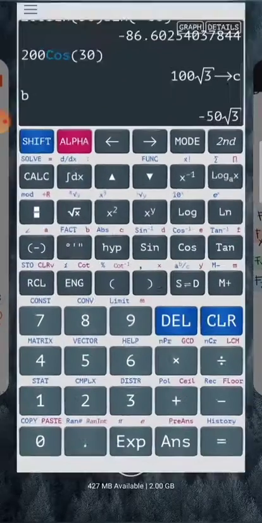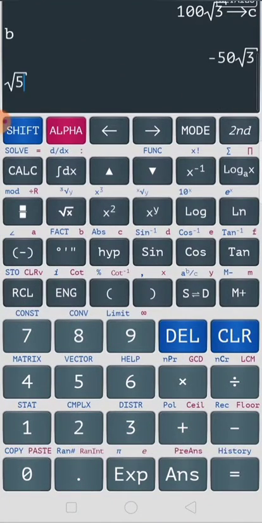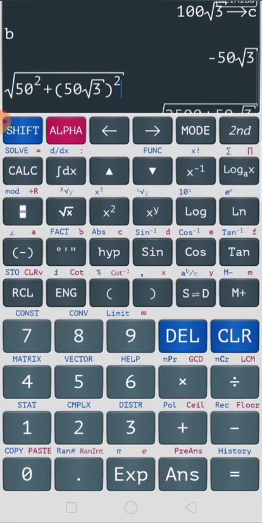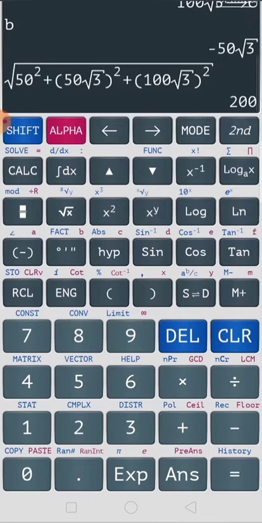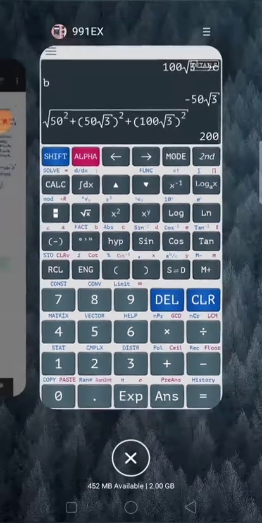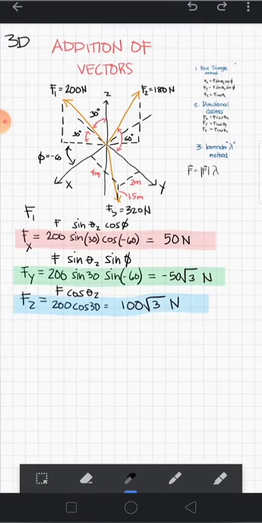If we recheck this, it should be equal to 200 if we get the resultant of this. So just like having 50 squared plus 50 square root of 3 squared plus 100 square root of 3 squared. It's equal to 200. So we're correct with our components.